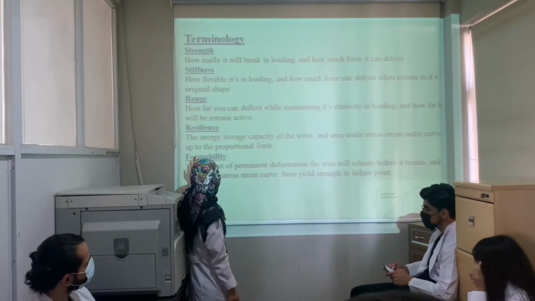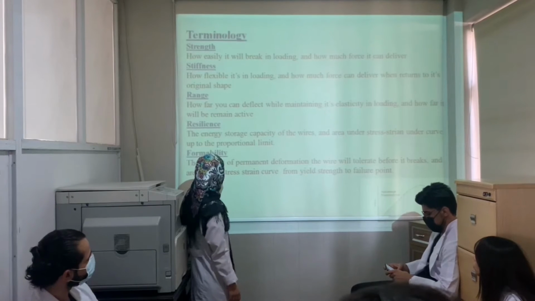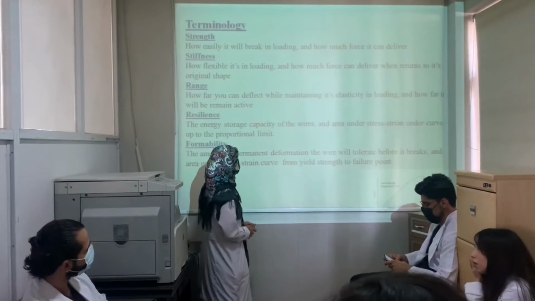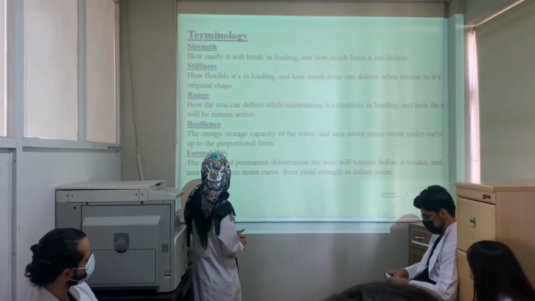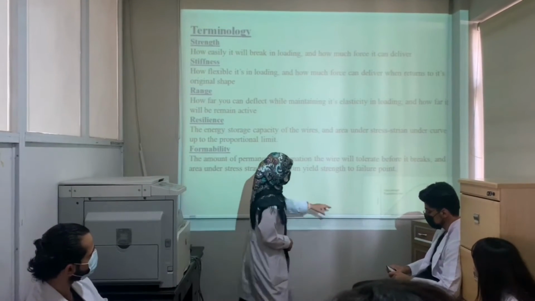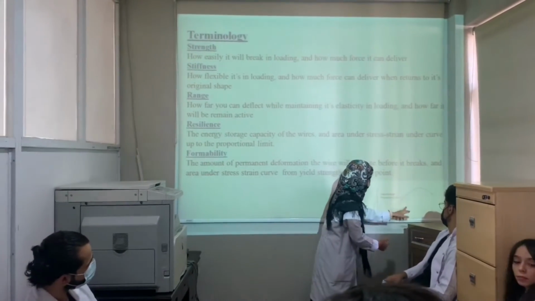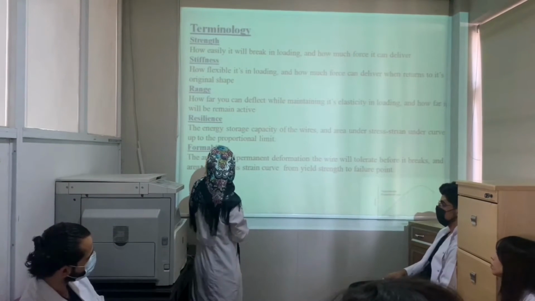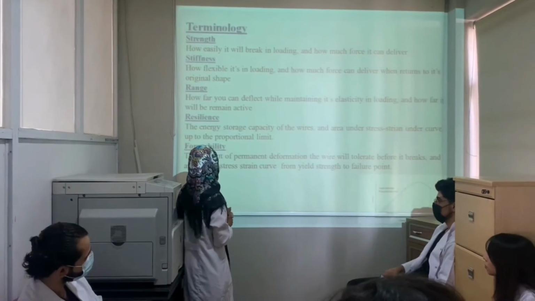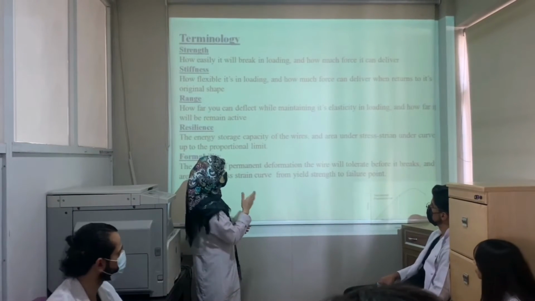And what are resilience and formability? Resilience is the energy storage capacity of the wire in loading, the area under the stress-strain curve up to the proportional limit. Look at this picture. Here it is resilience, and here it is the proportional limit. And beyond the proportional limit, we have what? We have the formability of the wire. What is formability? It is the amount of permanent deformation the wire will tolerate before it breaks.